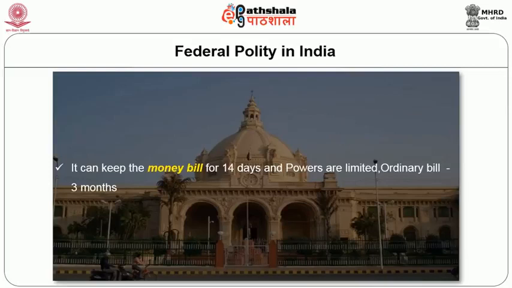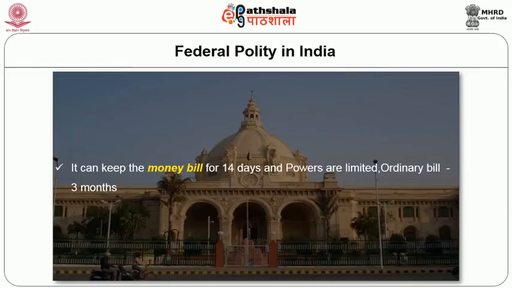So in that case, what happens is that if a bill has been passed by the Legislative Assembly, it goes to the Legislative Council, and if the Legislative Council rejects the bill, or it sits upon the ordinary bill for 3 months, or the bill is passed by the state legislative council with amendments which are not acceptable to the legislative assembly, then the legislative assembly can pass the bill in the original form and send it back to the legislative council.